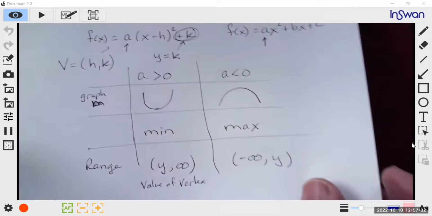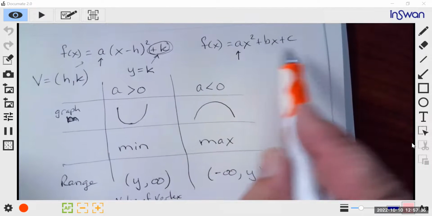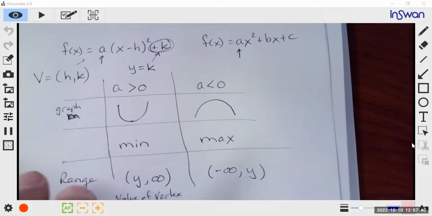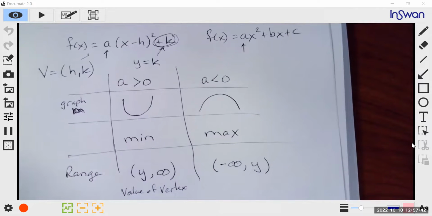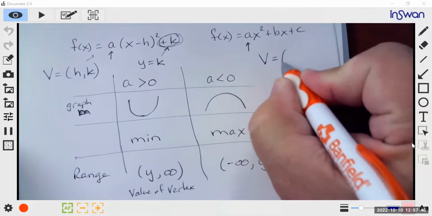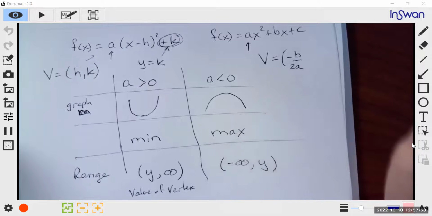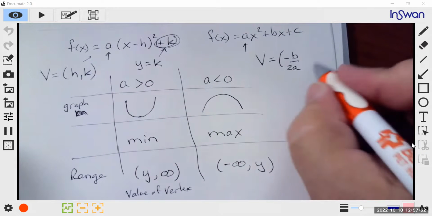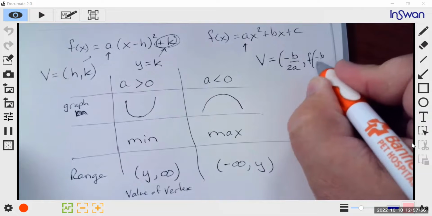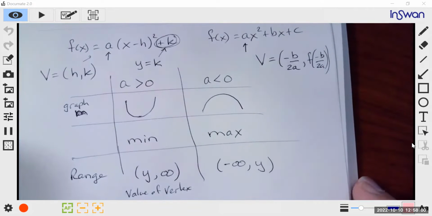But if it's in the other form, if it's in the standard form, how do we find the vertex? It's an equation. The vertex is negative b over 2a. And whatever you get there, you plug it back into your function, and that gives you the y value of the vertex.